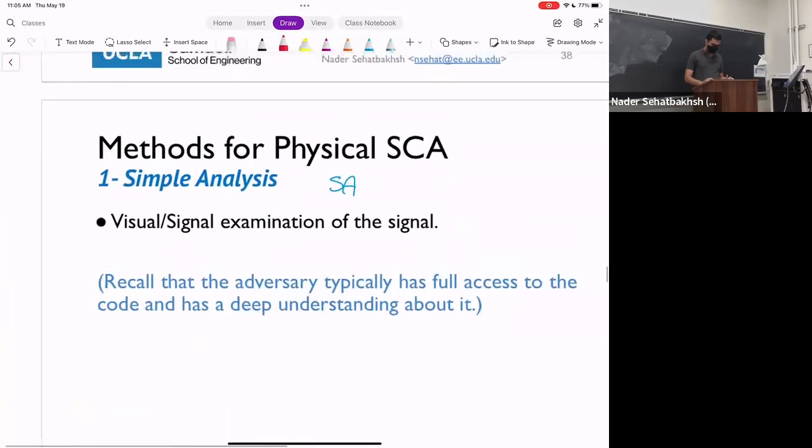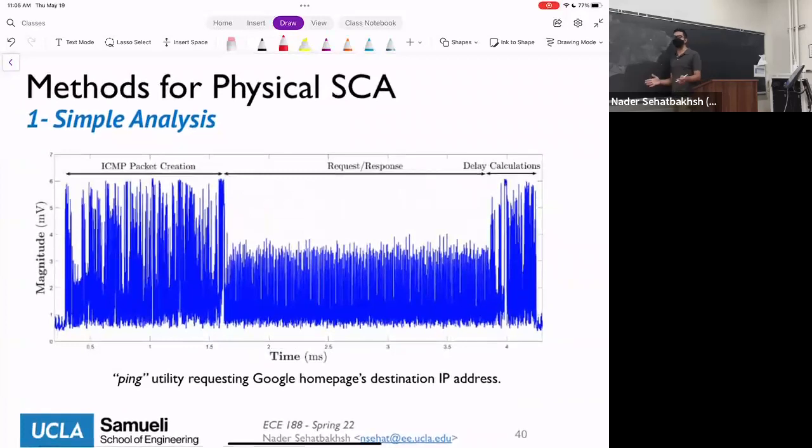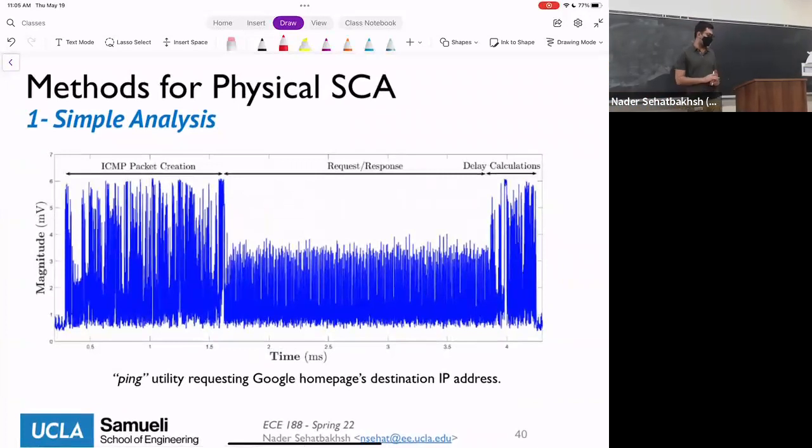For example, this is an actual signal that I personally collected from a microcontroller very similar to a Raspberry Pi. Basically, I'm just collecting the ping signal. I'm pinging, I think, the Google website, and I'm collecting the electromagnetic emanations off of this device. And this is the signal that I'm getting.